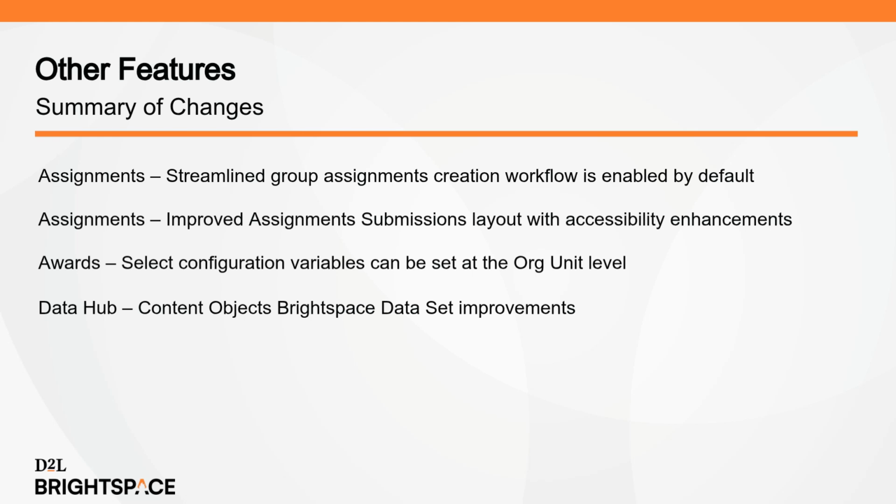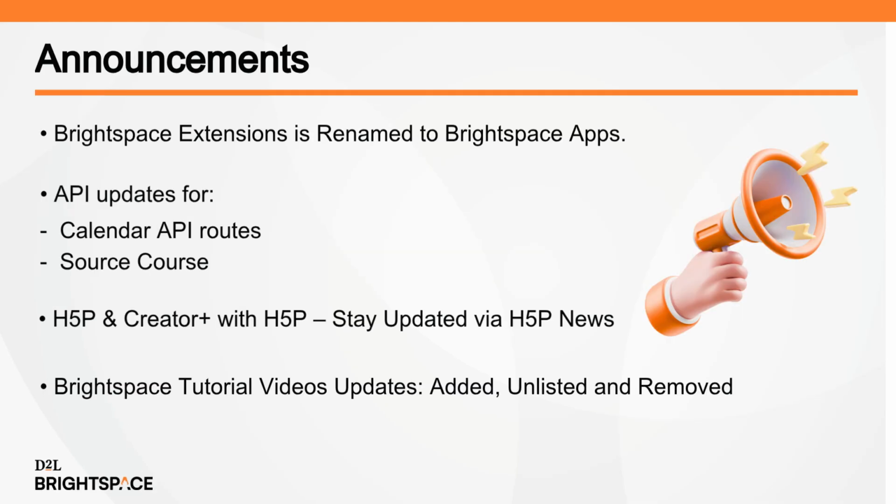Greater flexibility in award setup allows administrators to configure override values for select configuration variables at the org unit level, enabling tailored sub-organization settings and auto-populate issuer details appropriate for each sub-organization. Improved data consistency in the content objects Brightspace Data Set comes from the new version column and updated bit and datetime2 formatting, supporting more reliable version control and data management. Before wrapping up, here are a few announcements we're excited to share.